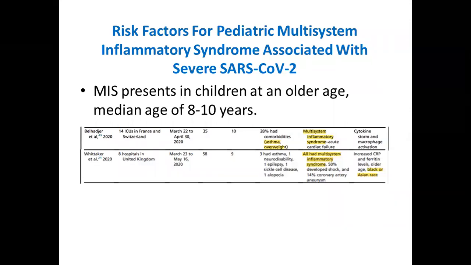Laboratory findings in children with MIS were characterized by a marked increase in levels of inflammatory markers like CRP and ferritin, and a cytokine storm, with a specific increase in the level of interleukin-6 and macrophage activation. Also, patients with MIS were noted to have a significant increase in BNP and troponin.